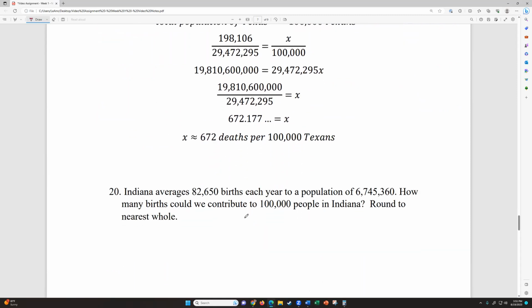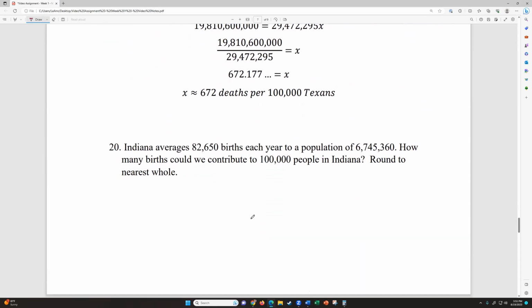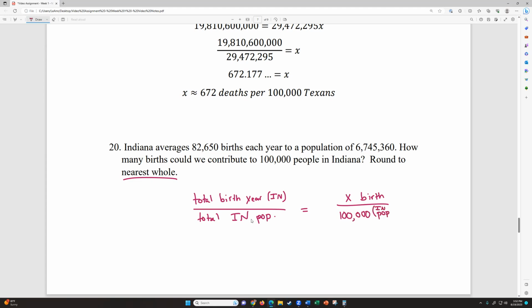Okay, so let us try one of these together. So I have Indiana averages 82,650 births each year to a population of 6,745,360. How many births could we contribute to 100,000 people in Indiana? Round to the nearest whole again. So we're looking at total births in the year, by people just living in Indiana, over total Indiana population, so I'm abbreviating some of this, equal to how many births in Indiana can we attribute to every 100,000 people living in Indiana? Okay, or Hoosiers, if you want to say Hoosiers.